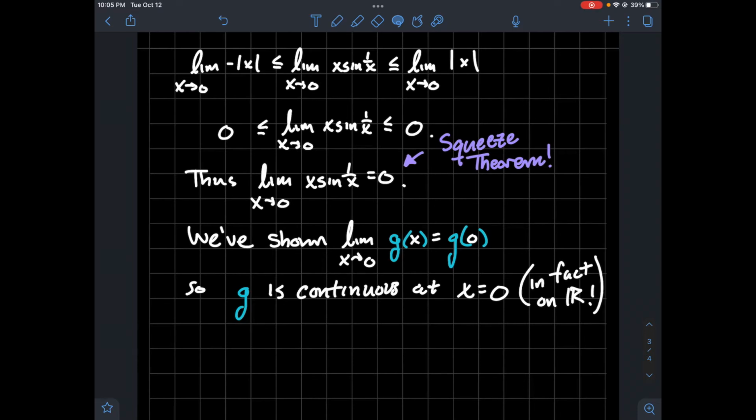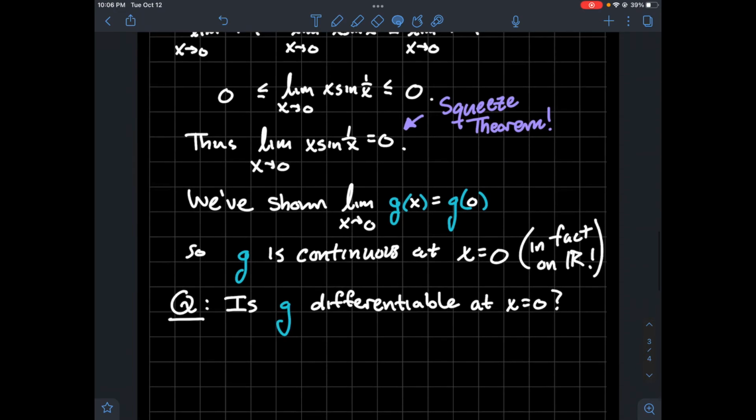Pretty cool. Now we want to move on to another concept. Remember, that's not necessarily enough to say that g is differentiable. So that's the next thing I want to explore about g. Is g differentiable at x equals 0?